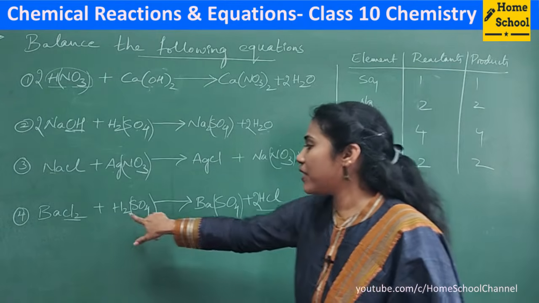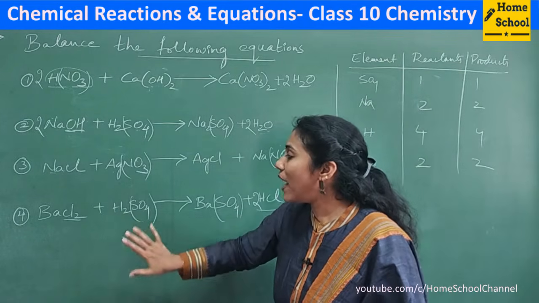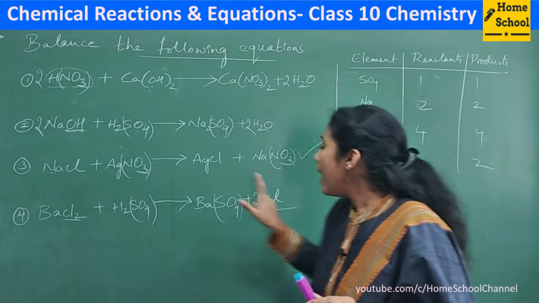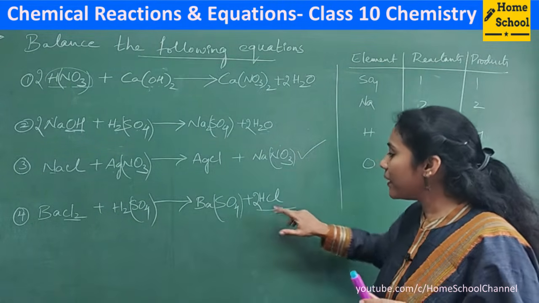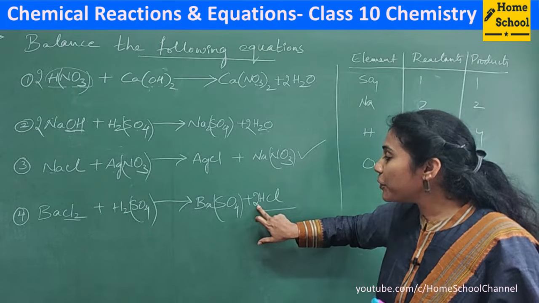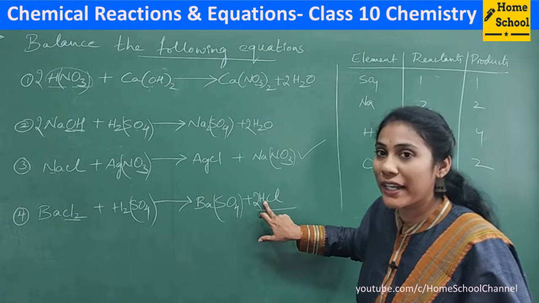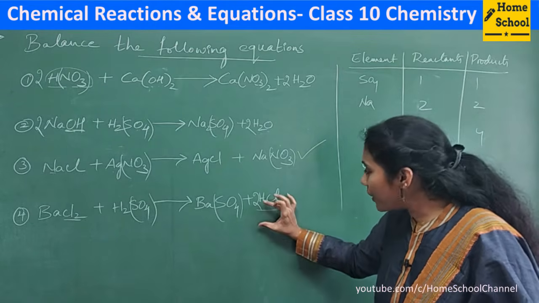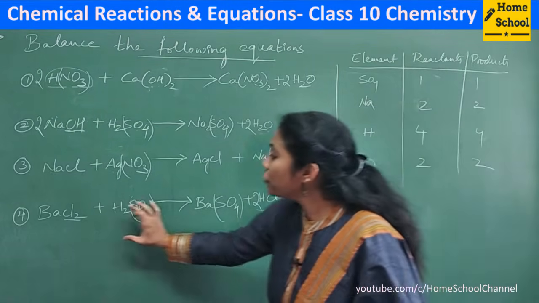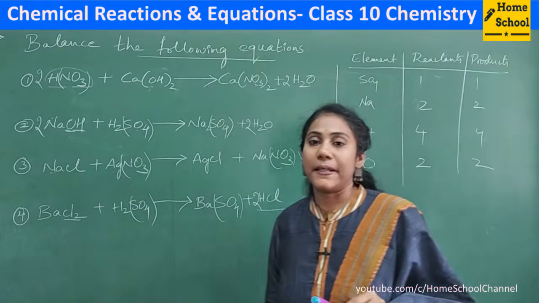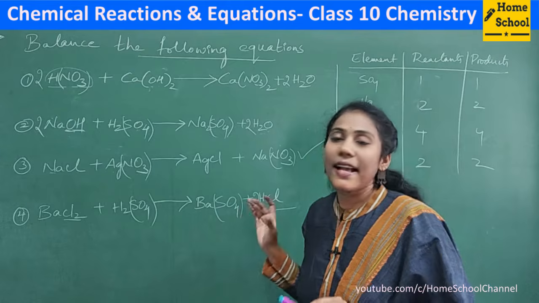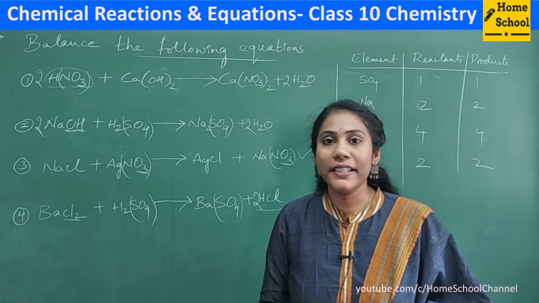Now the remaining element is hydrogen. How many hydrogens are there in the reactant side? 2 are there. How many hydrogens are there in the product side? Now once you have put 2 here, this 2 belongs to hydrogen also. So it means that there are 2 hydrogens in the product side, and 2 hydrogens in the reactant side. So now the equation is balanced. This is how you have to balance chemical equations.